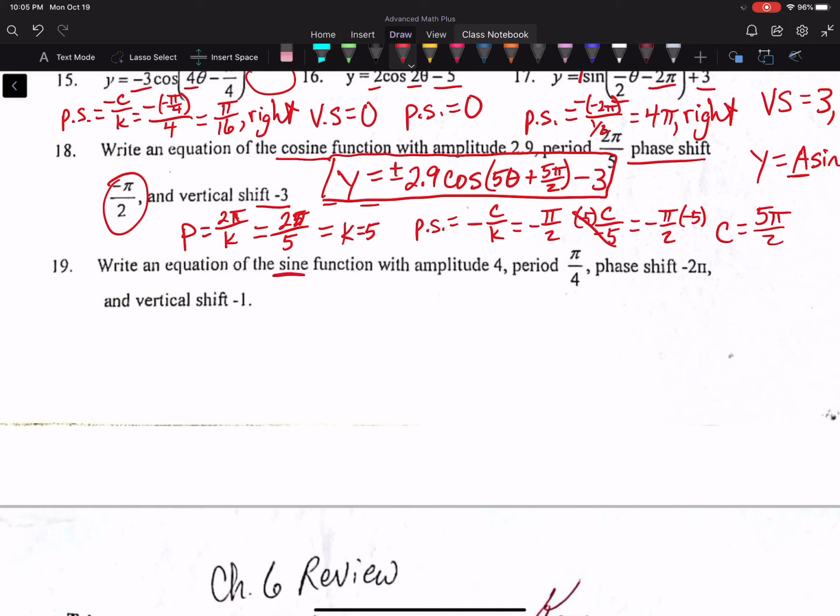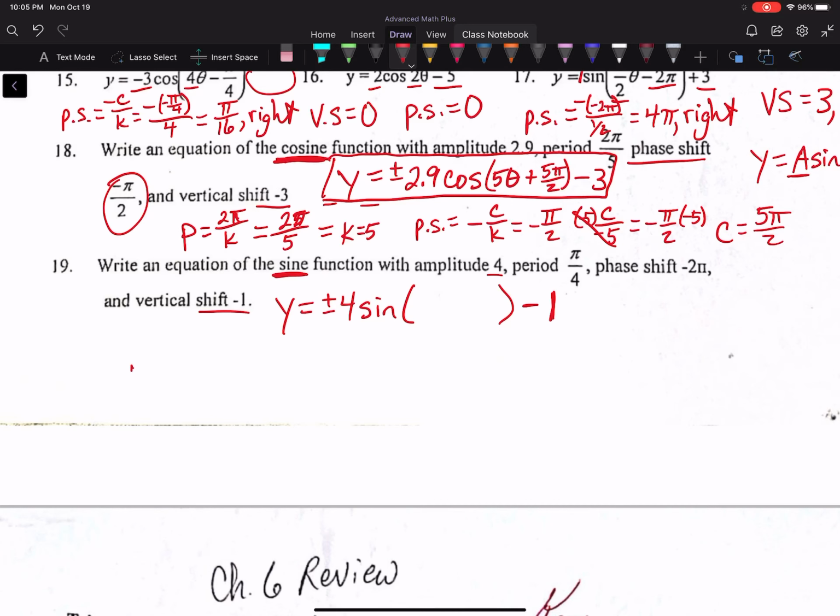It is the sine. Make sure you choose the correct one. So we're going to have y equals, my amplitude is 4, so plus or minus 4 times the sine of something, and then my vertical shift is negative 1. So if you just do that, you get half the problem right. Congratulations. Okay, let's get the whole thing.